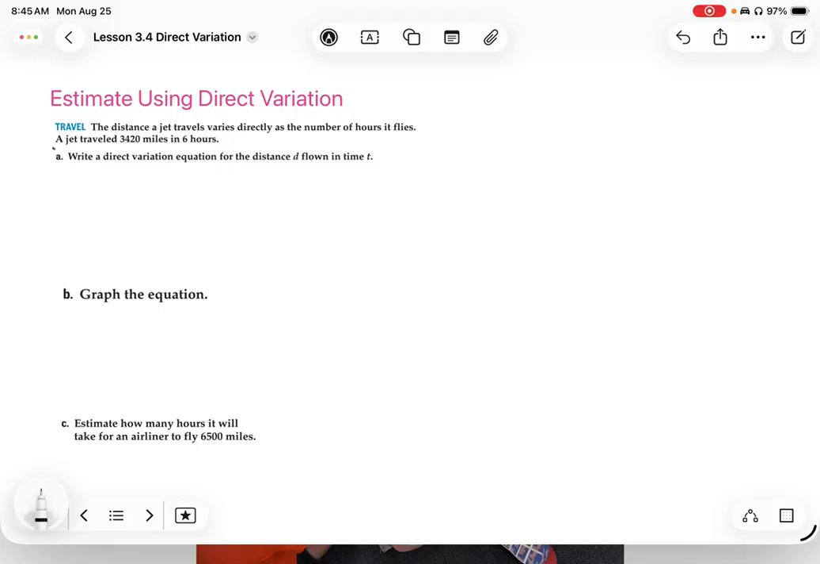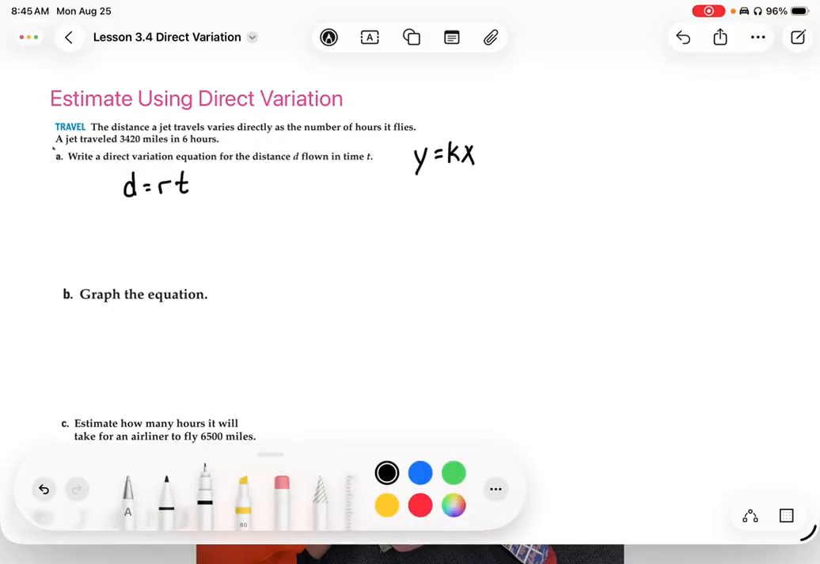And this time, instead of y and x, we're going to use d and t, the distance flown in t time. So instead of our usual y equals kx, we're going to use d equals, and I guess we could do kt, but since we're going to be doing the speed of the jet, I'm going to use r for rate, because then we're using the regular distance equals rate times time formula. There's nothing wrong with using k. We're going to replace it with a number anyway. But I'm just going to use d equals rt because that's the distance formula.